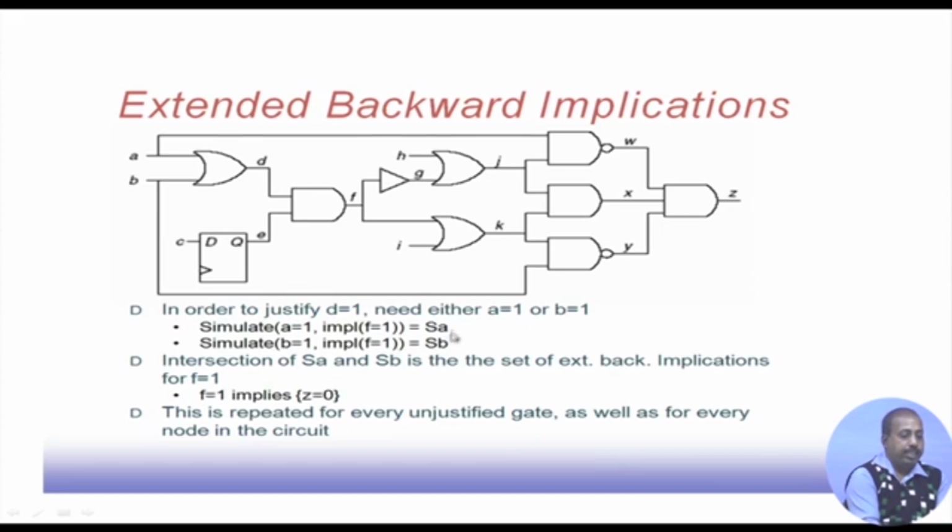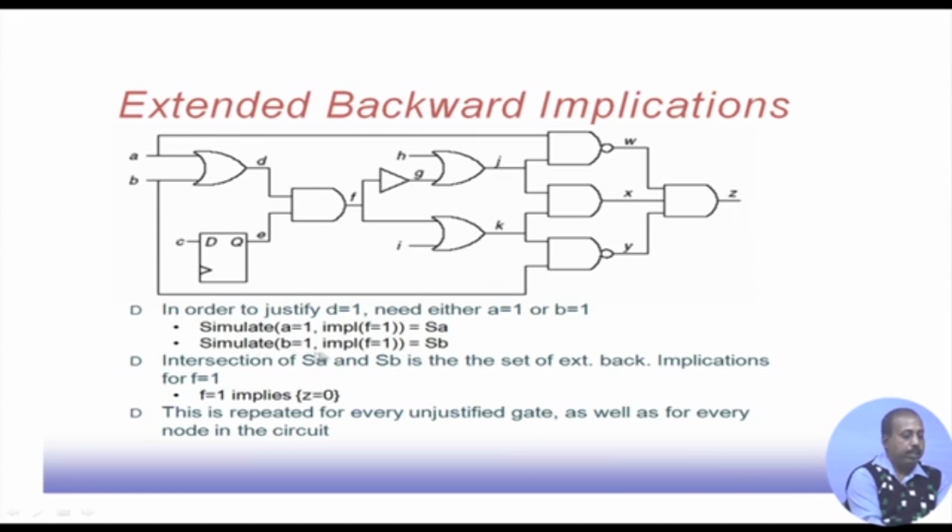Now, if we take the intersection of these two sets S A and S B, then we get the set of extended backward implications for f equal to 1. So, you will see that if we simulate S A, that is A equal to 1, then D equal to 1, then this f is already equal to 1, then all these values becoming equal to 1, ultimately z becomes equal to 0.